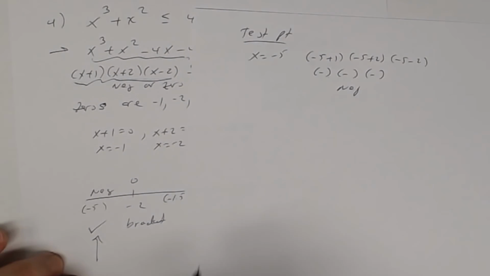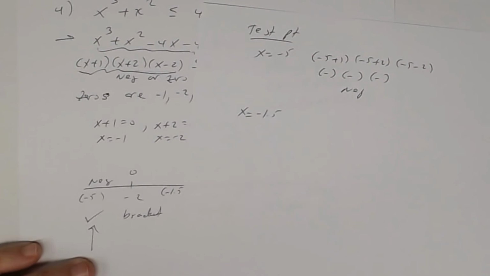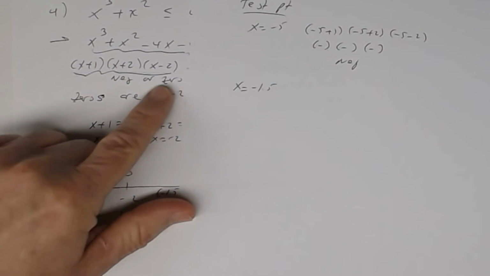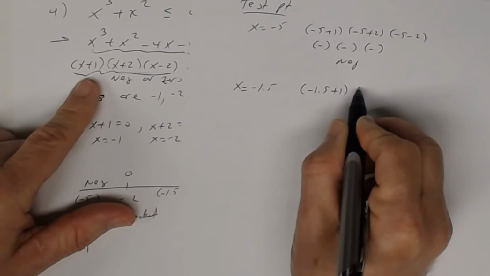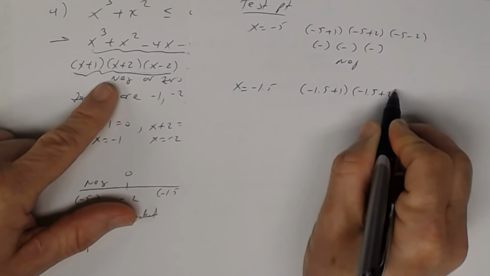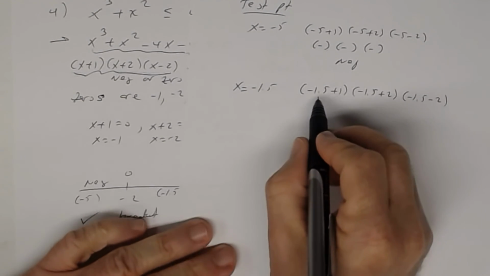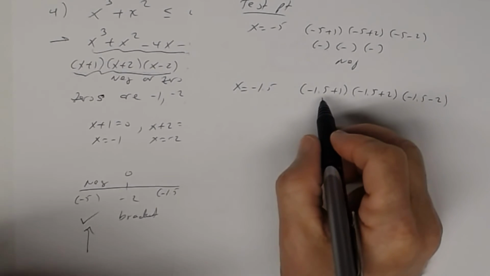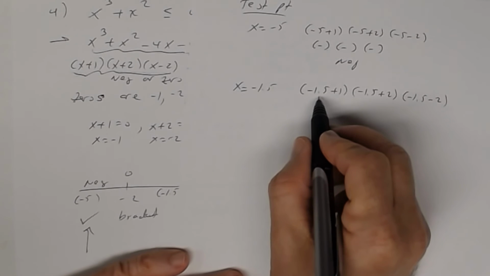-1.5. So x is -1.5. This is what we get. When x is -1.5, go back to the factored part. I have -1.5 plus 1, -1.5 plus 2, -1.5 minus 2. And so when you put that in, you actually don't need a calculator for this. You can determine whether it's negative or positive.